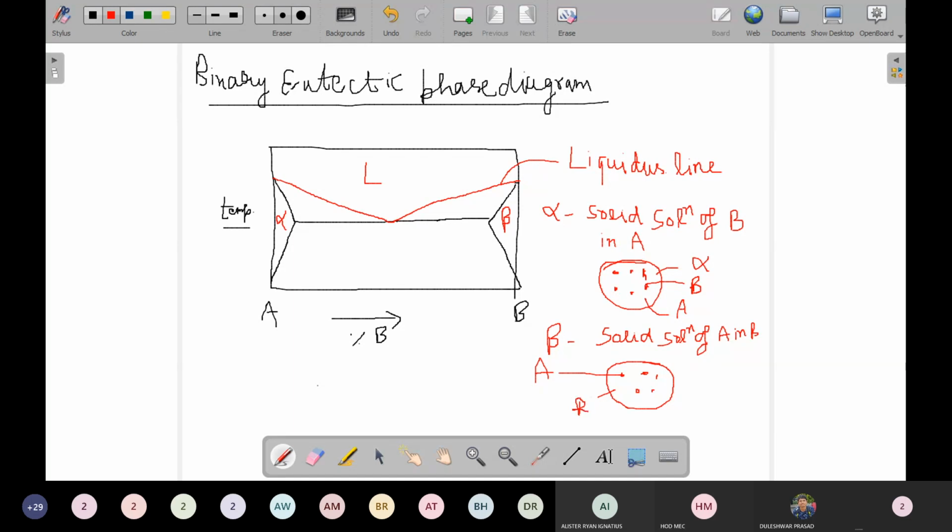So if you want to define alpha and beta, alpha is nothing but the solid solution of B in A. Here you can see, in the alpha phase, this much B will be present in A. This is B because the percentage of B is increasing like this. So this much of B is present in A. If B is 5%, then 95% will be A. So alpha is the solid solution of B in A, and beta is the solid solution of A in B.